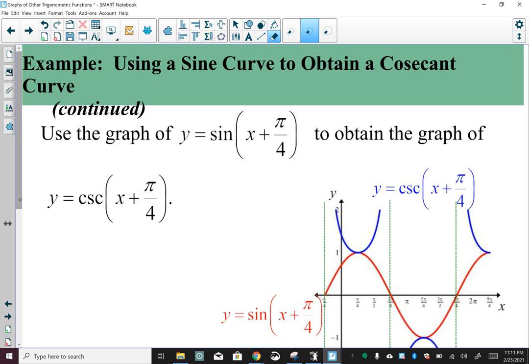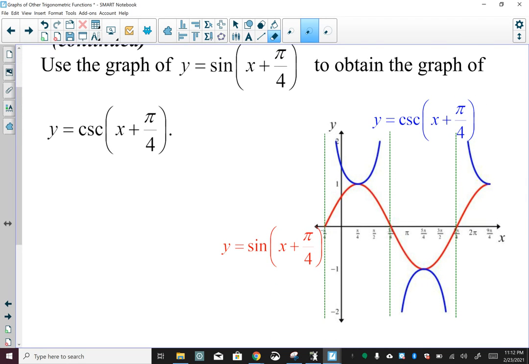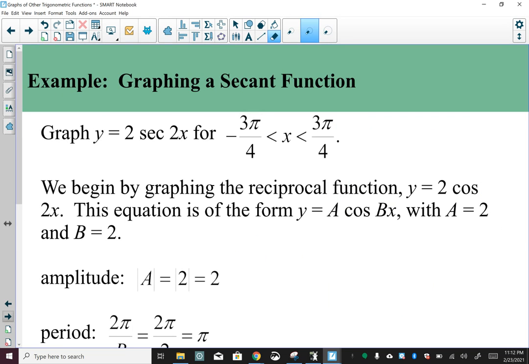So this just goes to show you a little bit more. Because once you draw your asymptotes, then you can go in and actually draw the U's that go with it. All right. The same thing here. You're going to graph 2 secant of 2x. So actually before you graph 2 secant, you have to graph 2 cosine of 2x. You graph that first. So you're going to graph this here.